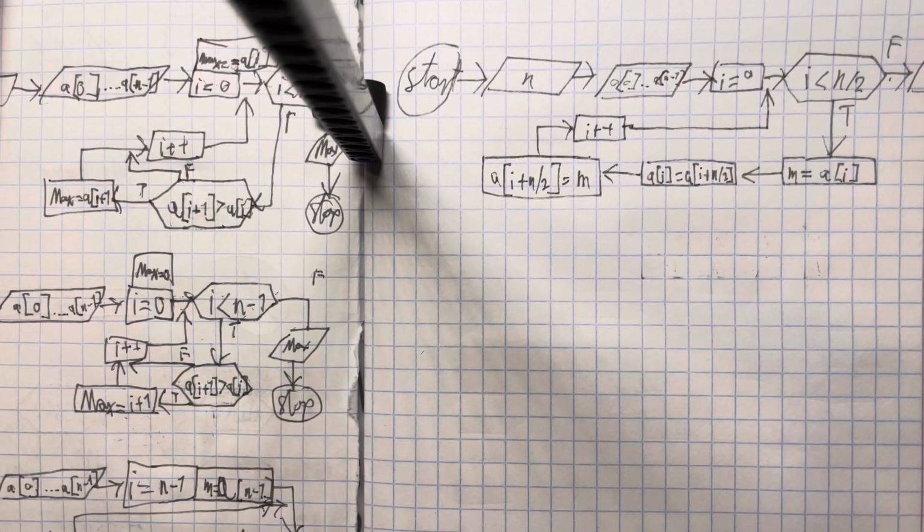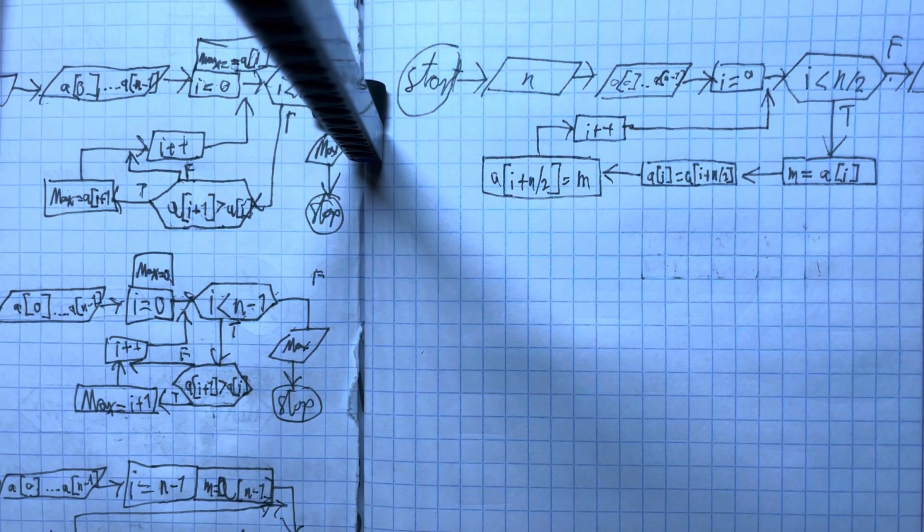Welcome to part 8. Here we'll be doing a flowchart for checking ascending order of elements of a 1D array of integers.